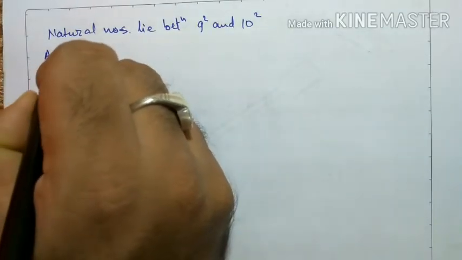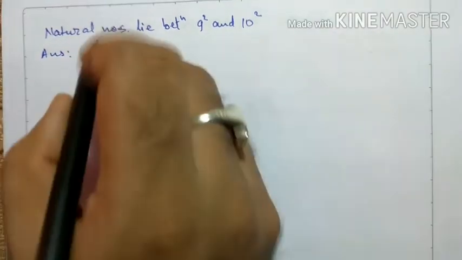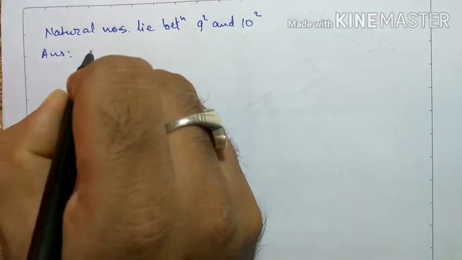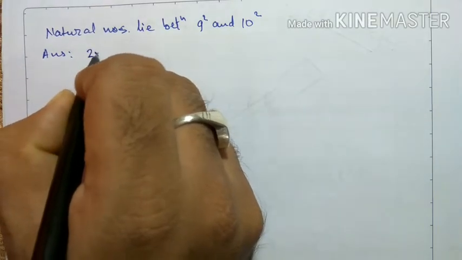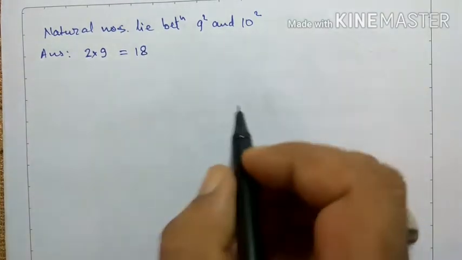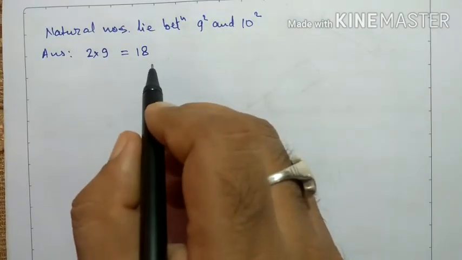So the answer is double of the smaller number. Double of the smaller number means 2 into 9, and the answer is 18. Now this is the answer.